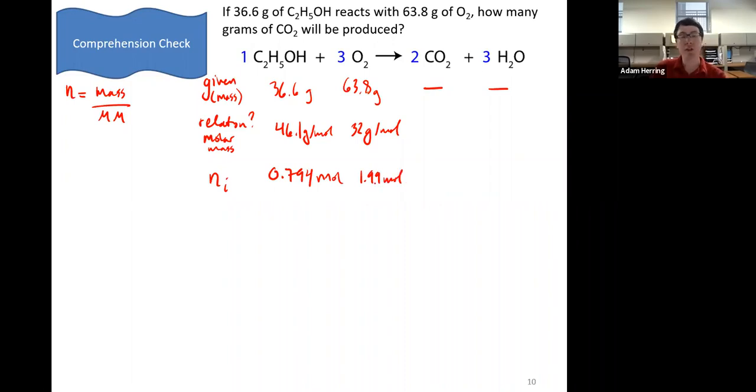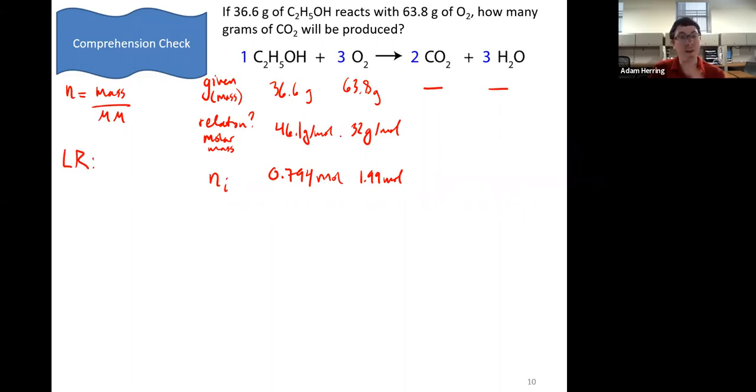So now the question is, how much carbon dioxide will be produced? From this, it seems fairly clear, at least initially, that we're going to run out of ethanol, and so it will be our limiting reactant. However, you need to be careful and not just assume that whatever you have the least of is going to run out first. So let's identify the limiting reactant.